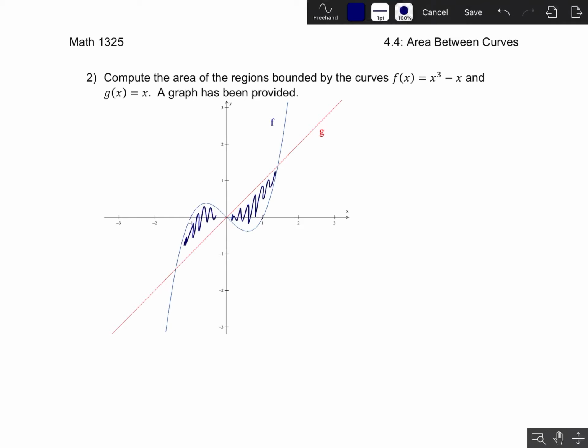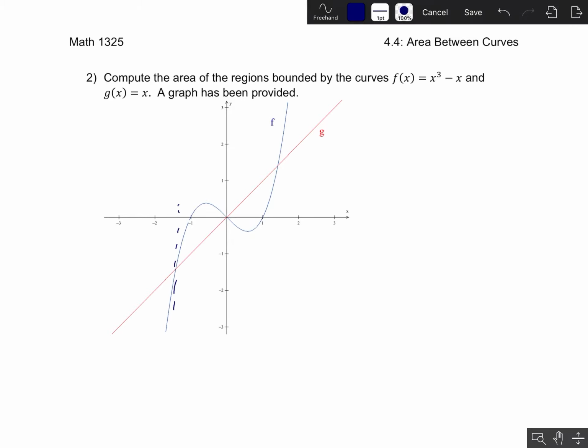So here's what we need. We need to first figure out what our integral bounds are, and then we can worry about integrating. Now, notice that this example is slightly complicated for two reasons. So one is that the function that's on top changes depending on which side of this picture you look at. So here, f is bigger than g, but then if you look on the right side of this picture, g is bigger than f. So that means we're going to have to split this into two separate integrals.